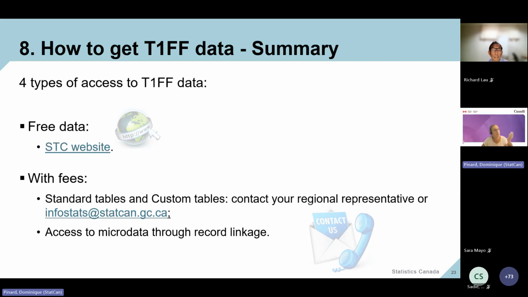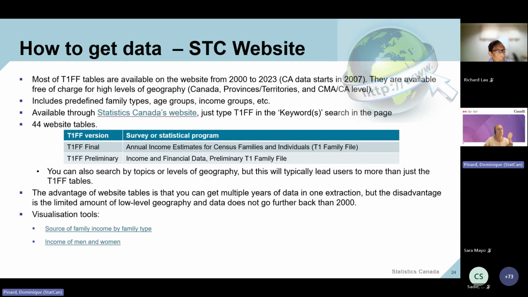Here, users can access TIFF data through the web for free. Some fees apply to custom requests, and record linkage projects would be done on a cost recovery basis. And I remember when I was in university in probably 2000, the data on the StatsCan website wasn't free. You had to download CANSIM tables, and for some of them, you had to pay a fee. So now it's not the case anymore. Thank God, we're evolving. So as I mentioned earlier, TIFF data is available for most tables from 2000 to 2023, with census agglomeration data being available starting in 2007.